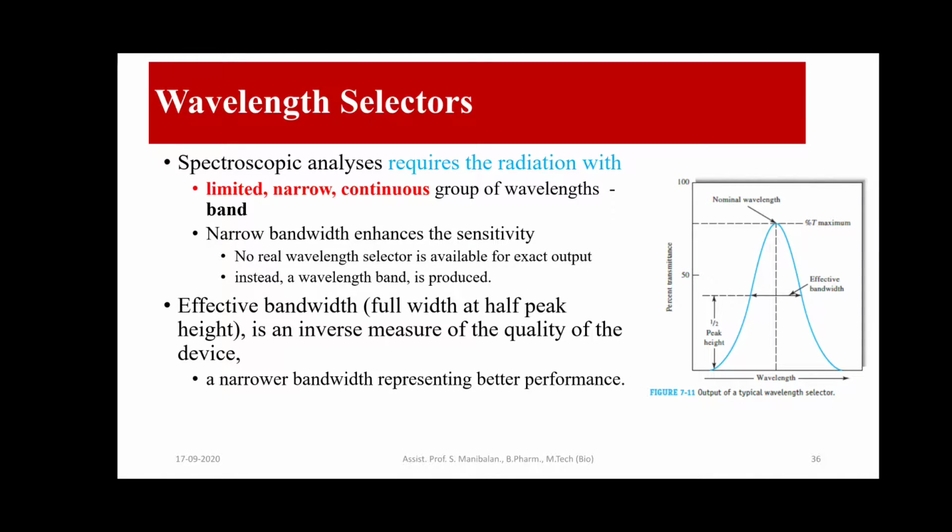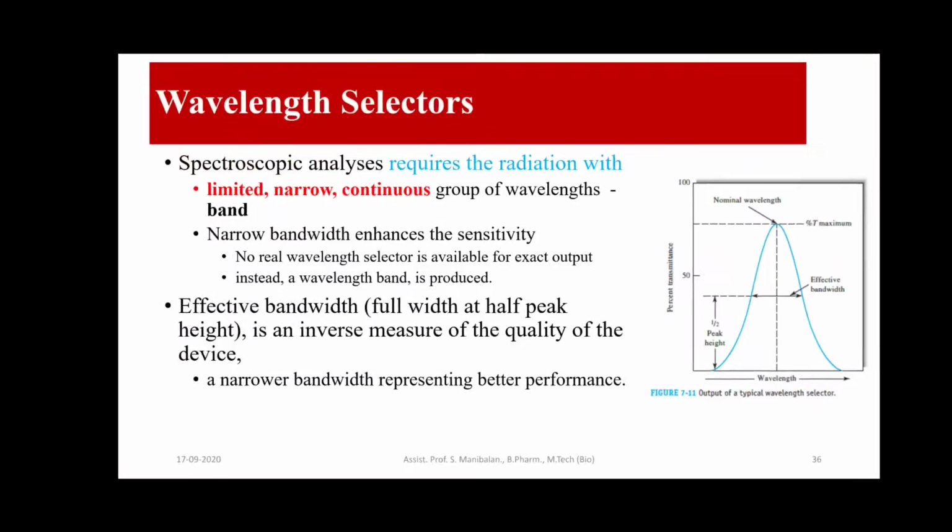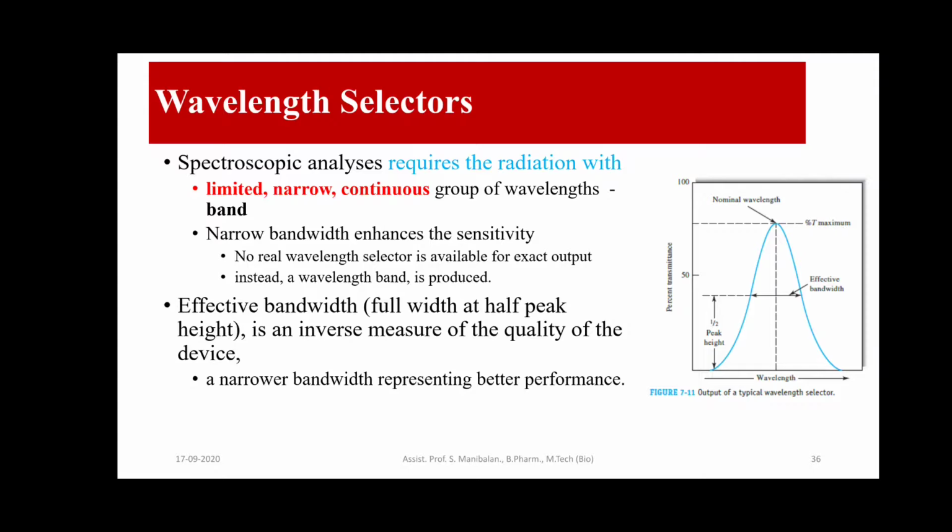So how can we find that the bandwidth is narrow? You should measure the transmittance, right? You see here in the picture, percent transmittance versus wavelength. In this curve, which is denoted by the blue line, the half of the height is called the effective bandwidth, right? Okay, effective bandwidth.